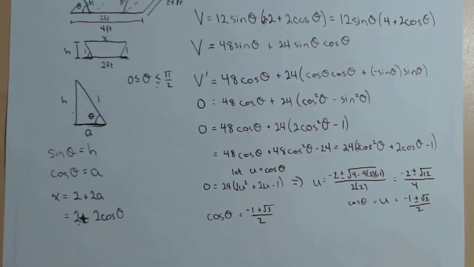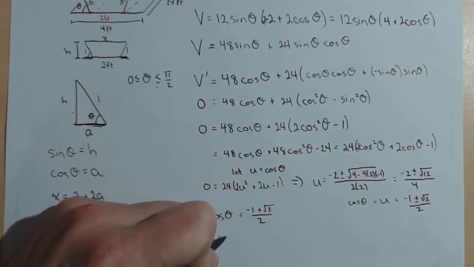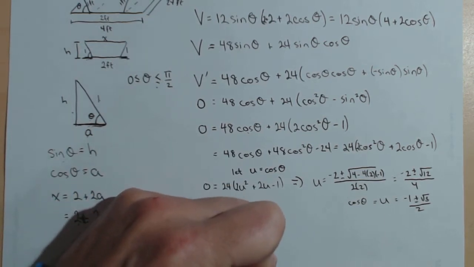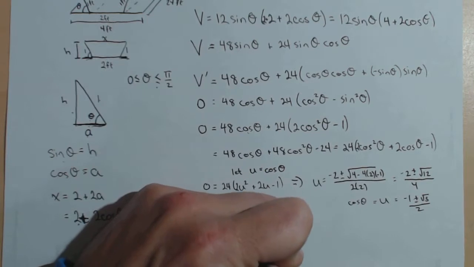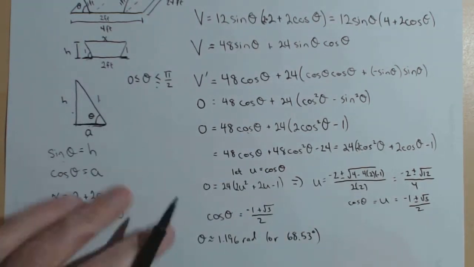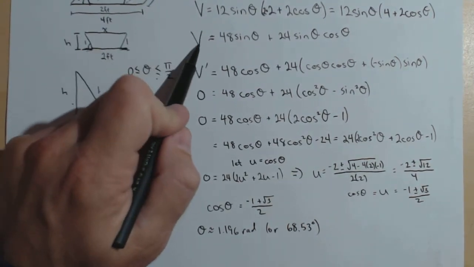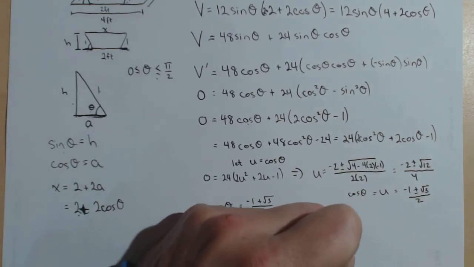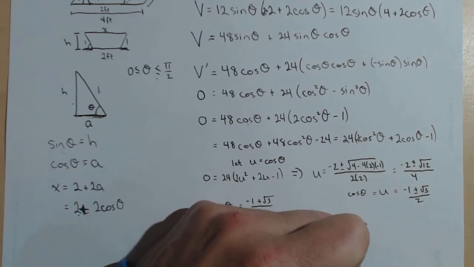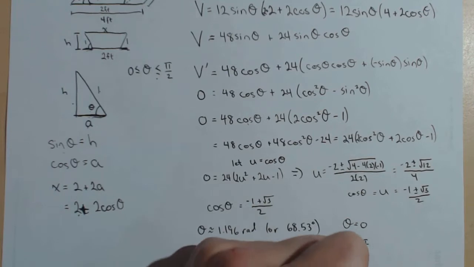Using an inverse trig function, solving this for theta, we get theta is approximately 1.196 radians, or 68.53 degrees. So we're in between that 0 and 90, like we needed. And so now we look at the absolute max and the absolute min. We're going to evaluate our volume at theta equals 0, theta equals pi over 2, and theta approximately 1.196 radians.